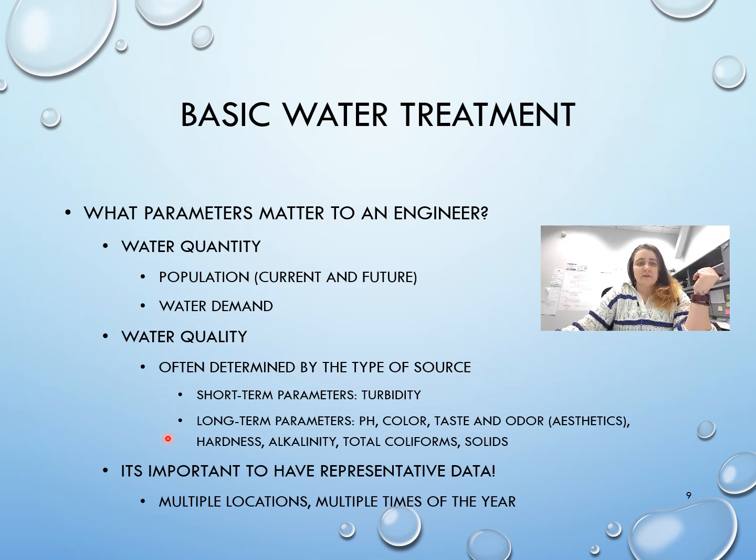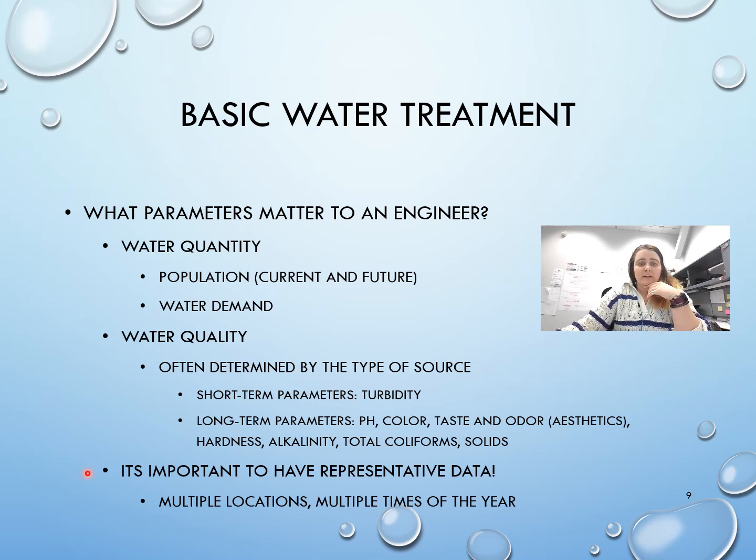And we often look at specific water quality parameters in both the short term and the long term in order to make decisions about what types of treatment unit processes we want. So in the short term, we generally look at turbidity. The higher the turbidity, generally the more unit processes we have. If we want to remove turbidity from the water, that's generally going to be coagulation, flocculation, sedimentation. Long term, we're going to want things like pH, color, taste, odor, hardness, alkalinity, total coliform, solids, basically the whole gamut, if you can get it, of water quality parameters.